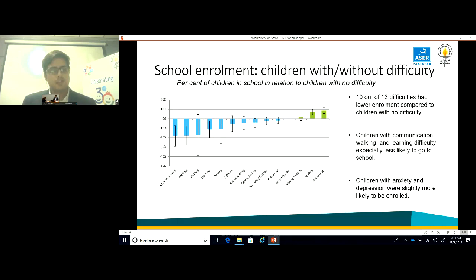Although statistically insignificant, it is important to point out that for children with difficulties in hearing and seeing, large margin of differences are estimated in school enrollment relative to children without difficulties. So for children with hearing difficulties, they are 17.4 percentage points less likely to be in school relative to children without difficulties, and children with difficulties in seeing are 11 percentage points less likely to be enrolled in school when compared with children without difficulties. So these are large differences, but given the small prevalence of these difficulties in the data, these differences are not statistically significant. Next slide, please.